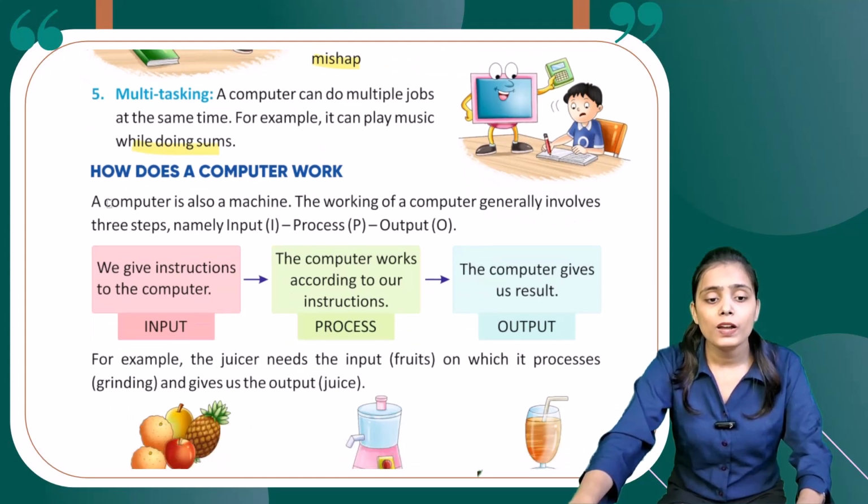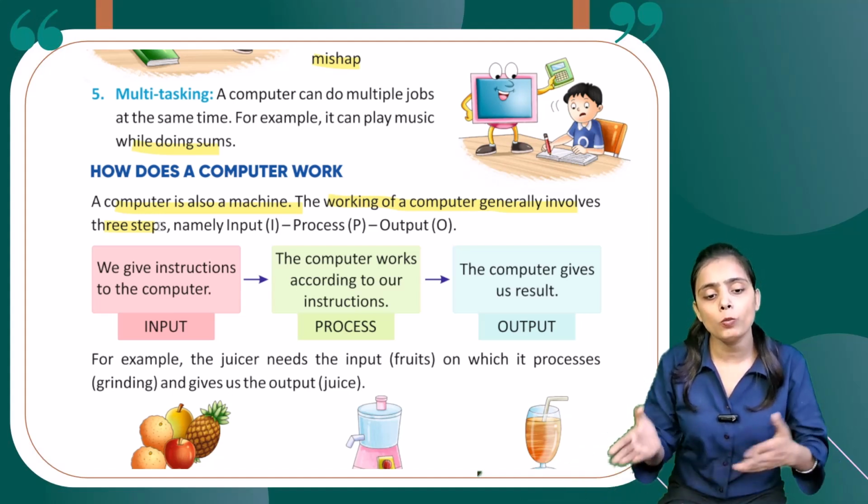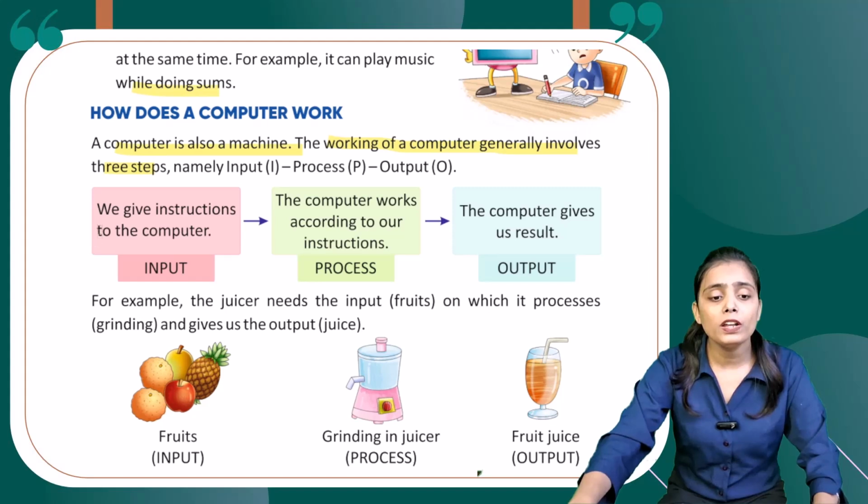So let's see. A computer is also a machine, right? So the working of a computer generally involves 3 steps, and these are input, process and output. Here you can see. So whenever we give instructions to the computer, it is called an input. The computer works according to our instruction, so that is called processing, and the computer gives us the result, that is called output.